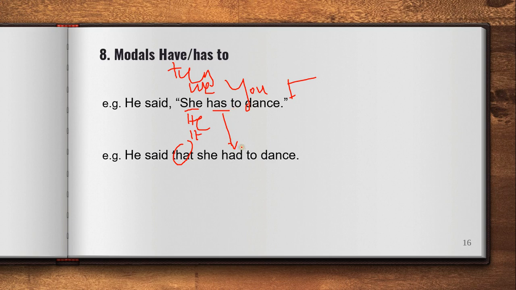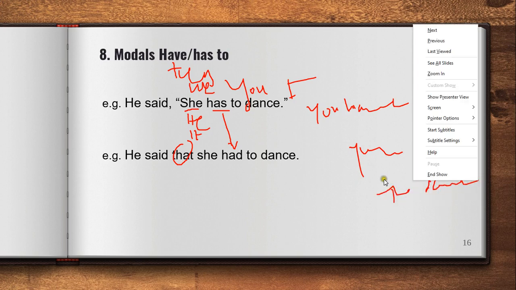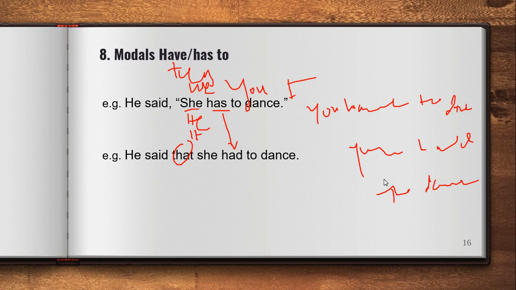Okay, for another example, he said that you have to dance. Example. Okay. So change into the indirect speech. He said that you had to dance. Okay? All right. Any question, guys? No? Okay, let's move it.